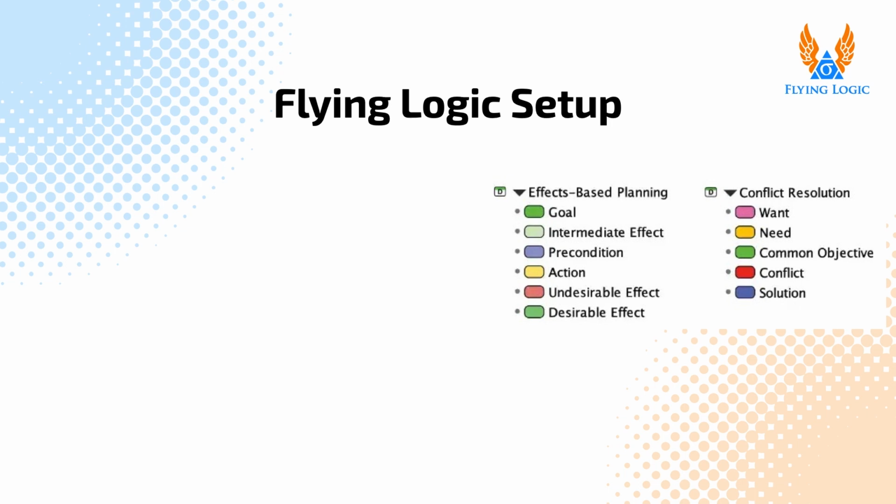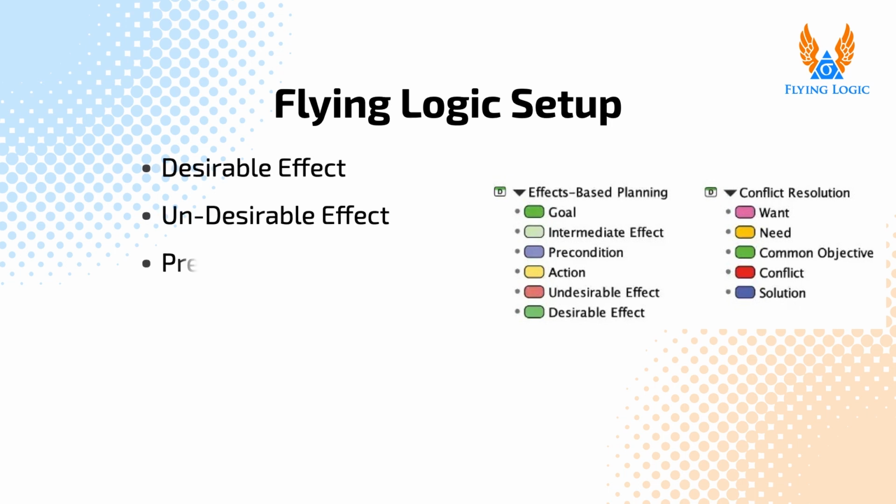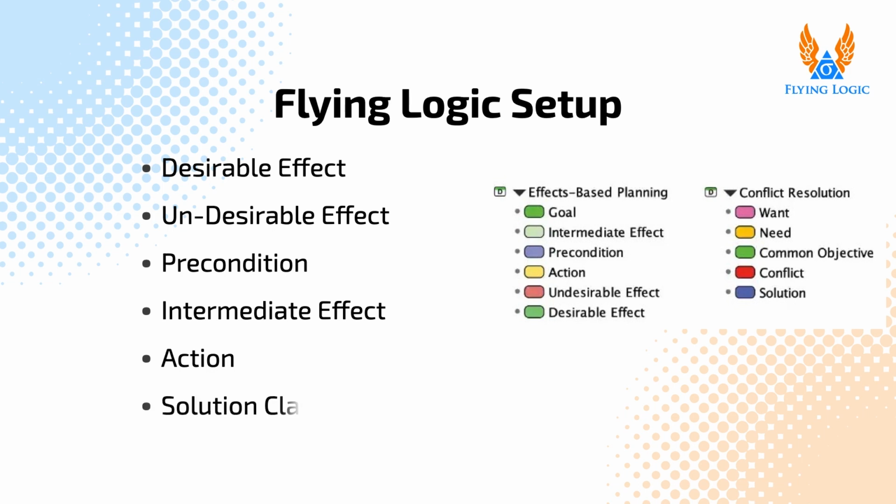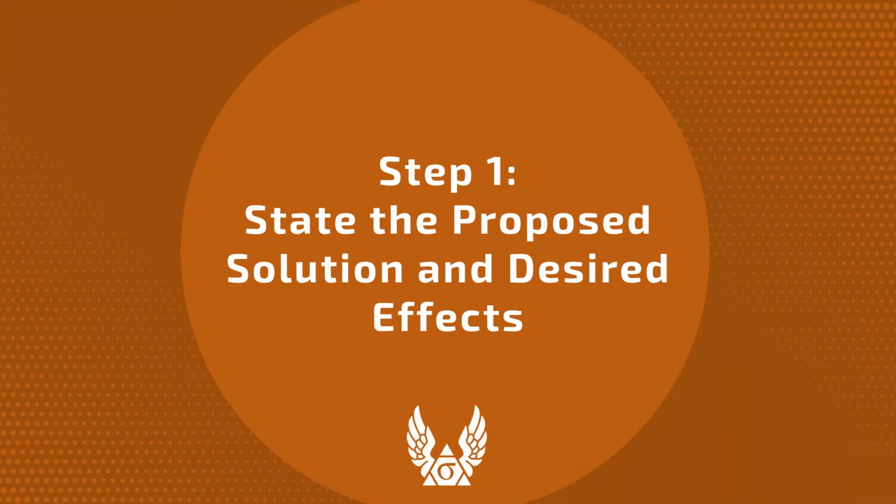Future reality trees are created using the entity classes in the built-in effects-based planning domain and primarily use the following classes: desirable effect, undesirable effect, precondition, intermediate effect, and action. If starting with solutions created from a cloud, then future reality trees will often also use the solutions class from the conflict resolution domain.